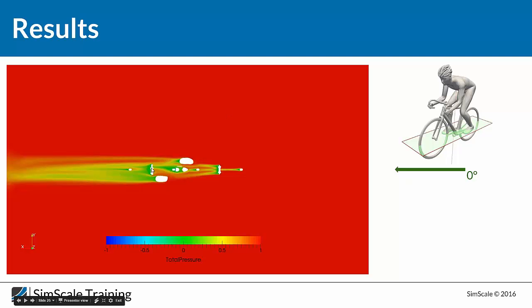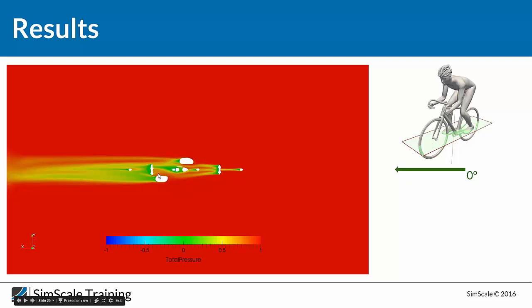The red and the green and the orange or the yellow color over here, it's the low energy in the flow. With the 0 yaw angle, we can see clearly that this point here is the front tire, and this is the X of the front tire.